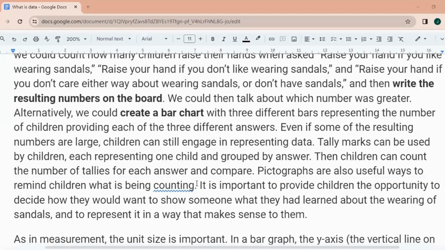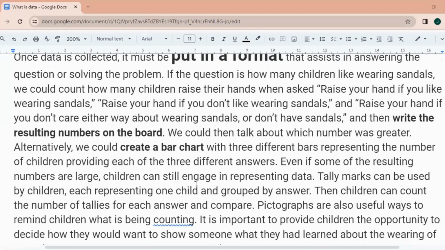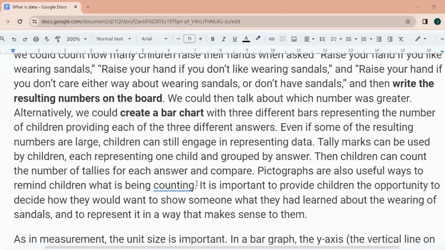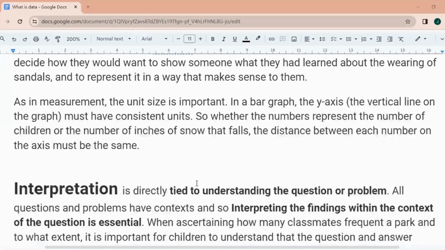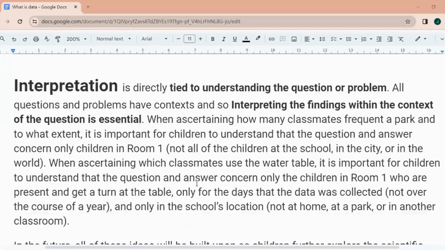And the last one is interpretation. Interpretation is directly tied to understanding the question or problem. Okay, so interpreting the findings within the context of the question is essential.